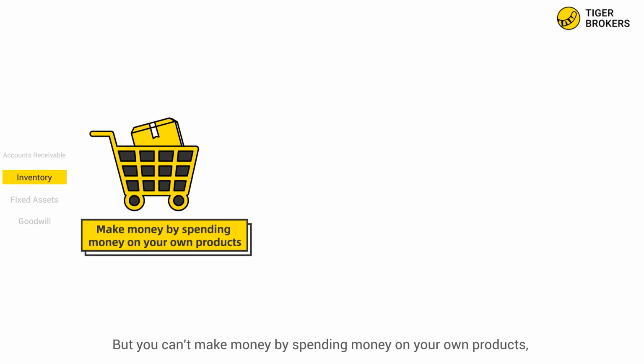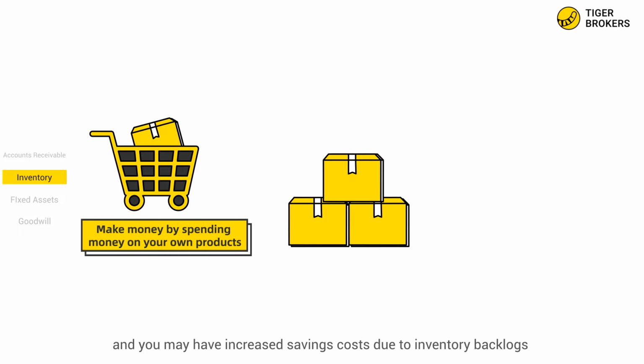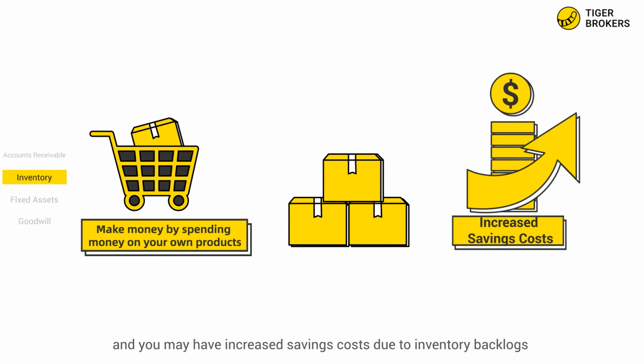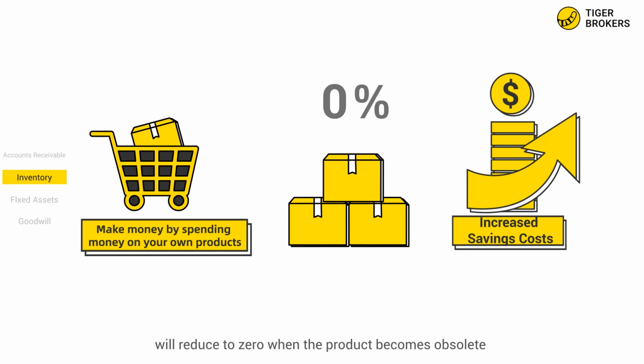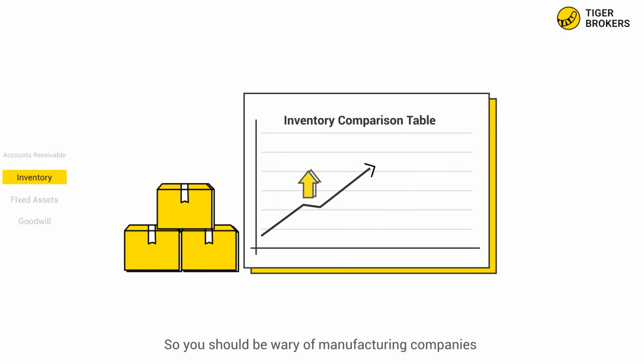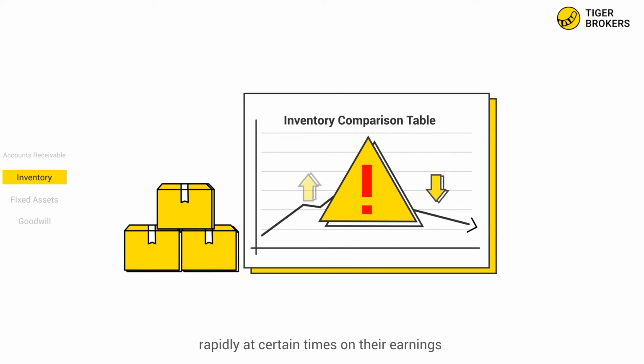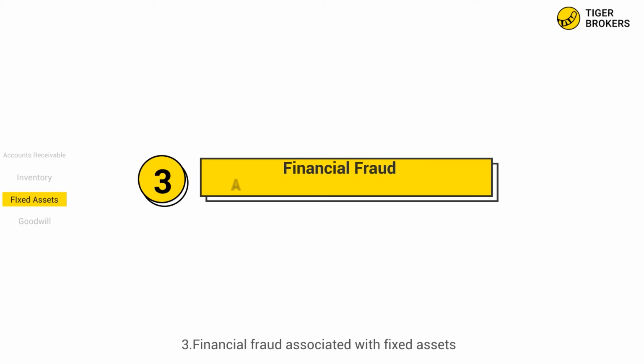But you can't make money by spending money on your own products, and you may have increased storage costs due to the inventory backlogs. There is even a risk that the value of the inventory will reduce to 0 when the product becomes obsolete. So you should beware of manufacturing companies whose inventories increase and decrease rapidly at certain times on their earnings. 3. Financial fraud associated with fixed assets.